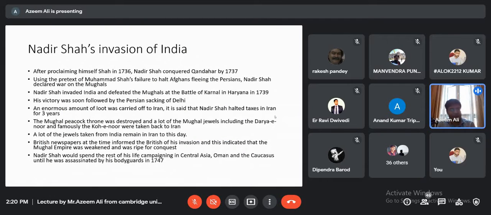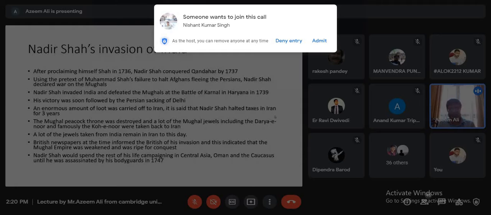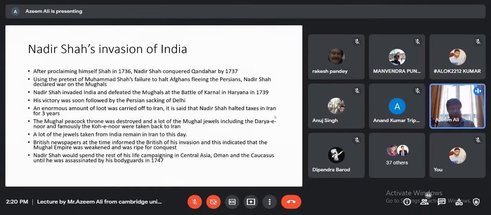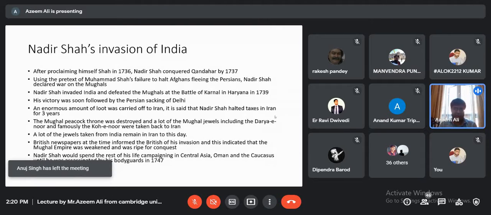So after proclaiming himself Shah in 1736, Nadir Shah conquered Kandahar in 1737. And using the pretext of Muhammad Shah's failure to hold Afghans fleeing the Persians, Nadir Shah declared war on the Mughals. Nadir Shah invaded India and defeated the Mughals at the Battle of Karnal in Haryana in 1739. And his victory was soon followed by the Persian sacking of Delhi. An enormous amount of loot was carried off to Iran.